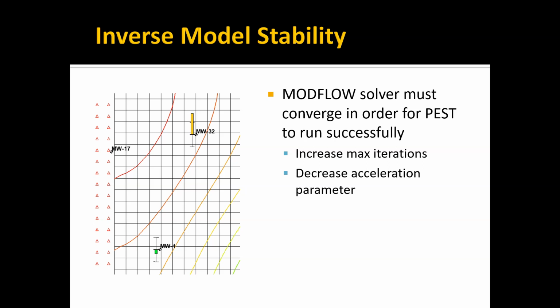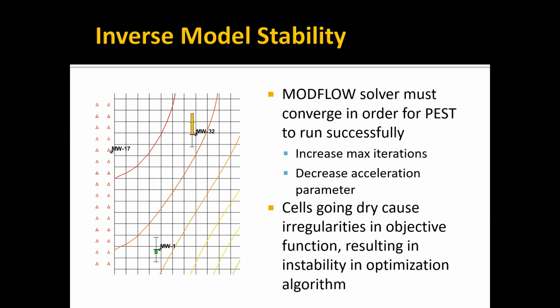So sometimes, just to make sure PEST has a better chance of converging each time it runs MODFLOW, you can increase the maximum number of iterations for your solver or decrease the acceleration parameter. It makes your overall PEST iteration take longer, but sometimes that's necessary. Because if you do have cells go dry, it causes an irregularity or a discontinuity in the objective function.